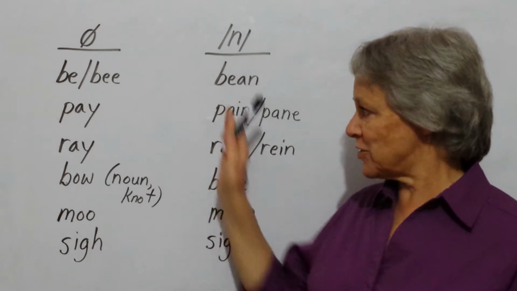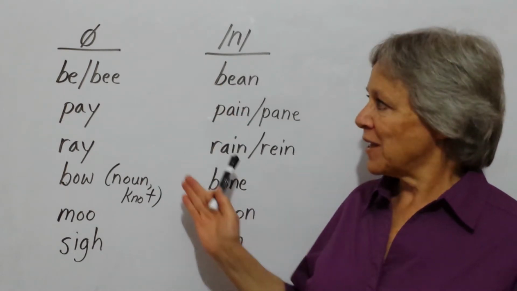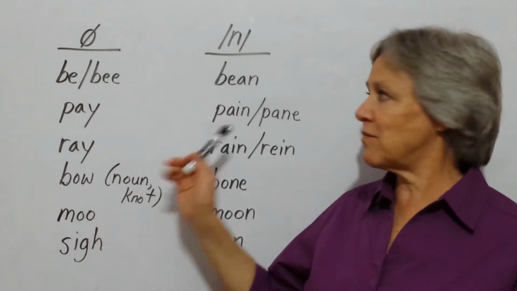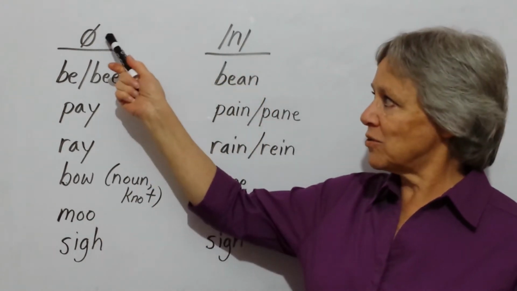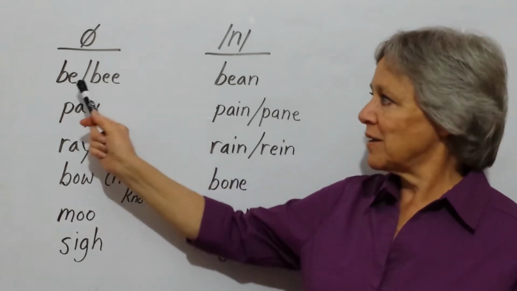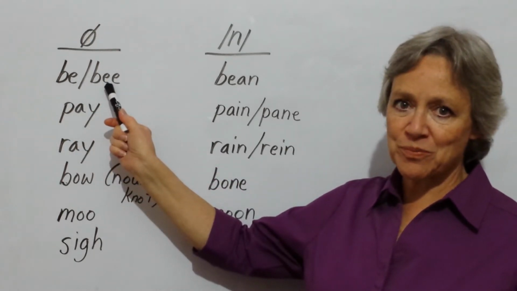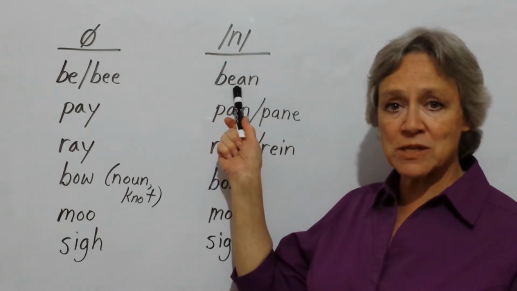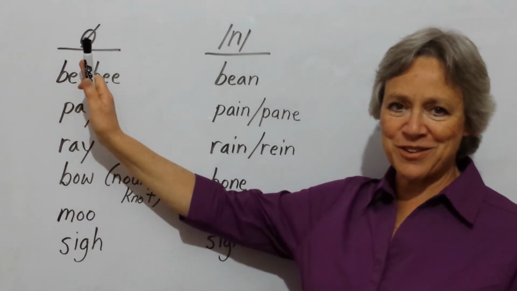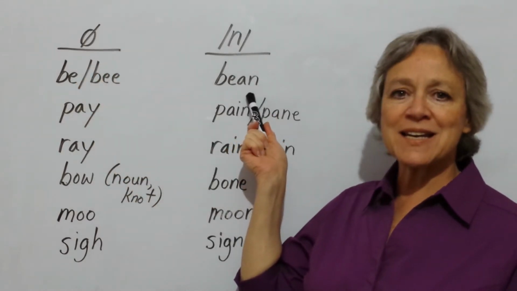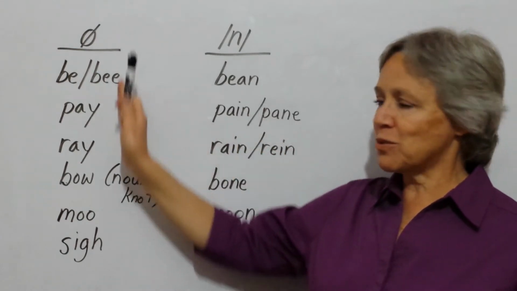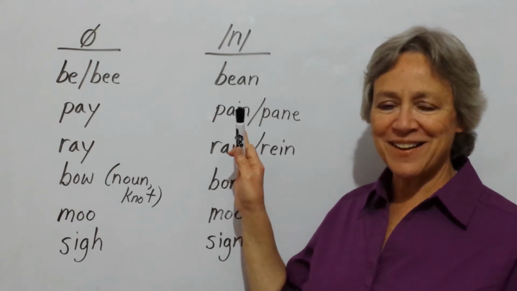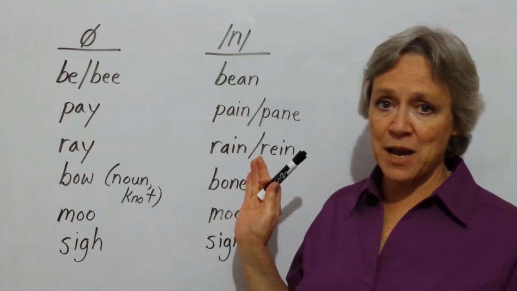I have 2 columns of words here that sound almost alike. The words in this column end in a vowel sound, they do not have the sound. So I put the null symbol here. There's a consonant and a vowel sound. The words in this column have the exact same consonant and vowel sound as the words in the other column, but in addition, they end in the sound, okay? So these words do not end in it, these words do end in it, okay? Other than that, the words are the same.